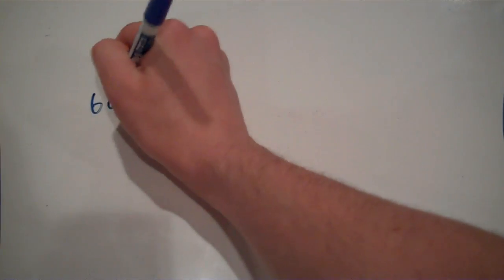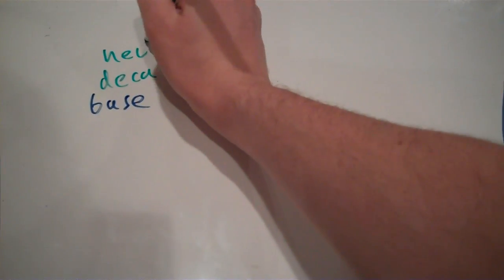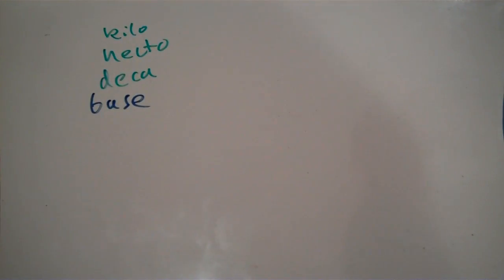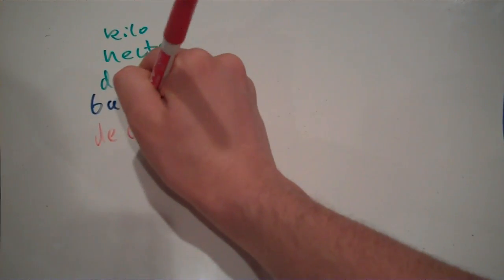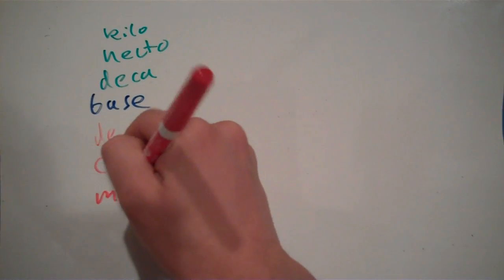But before I get into those, I'm going to explain the prefixes. So to do that, we're going to start with a base unit. And going up from this, we have deca, hecto, and kilo. And going down, we have deci, centi, and milli.